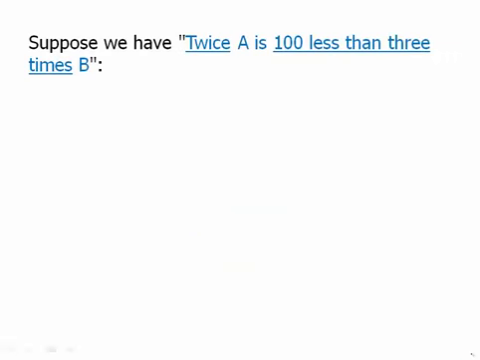Suppose we have something like twice A is 100 less than 3 times B. Well, twice A, that would be 2 times A, is. So 2 times A equals, that's the first part of the sentence. 3 times B, that's 3B, and then 100 less than 3B would be 3B minus 100. So that's how we translate it.